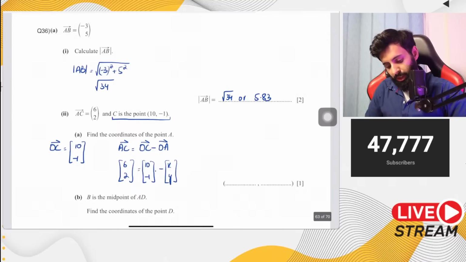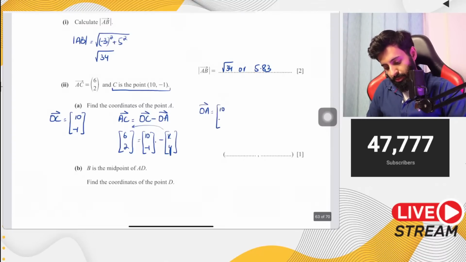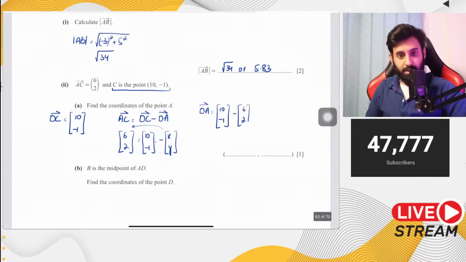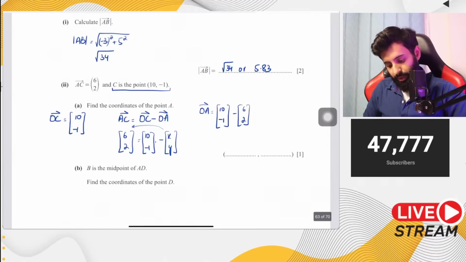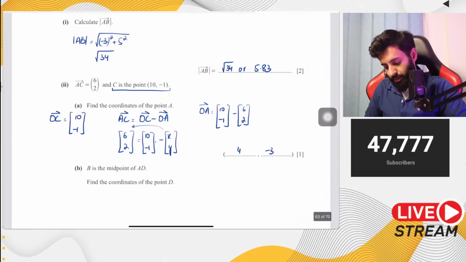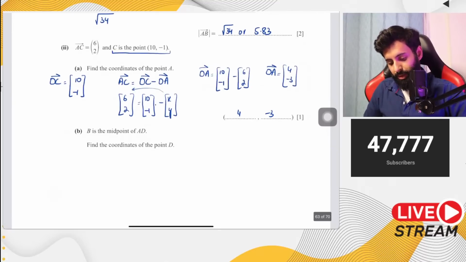All right, nothing to worry about. So here's what I'm going to do. I'm going to shift the entire OA on the other side, and I'm going to bring AC on this side. So here's what we have. 10 minus 1, minus 6 and 2. So what's 10 minus 6? 10 minus 6 is equal to 4. And then minus 1 minus 3 is equal to what? Is equal to minus 3. So there you go. OA in vector terms is 4 and minus 3. And in terms of the coordinates, it's going to be 4 and minus 3.